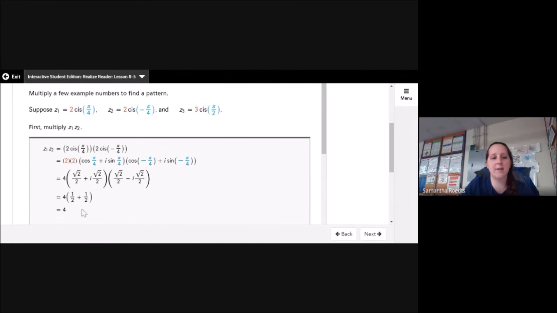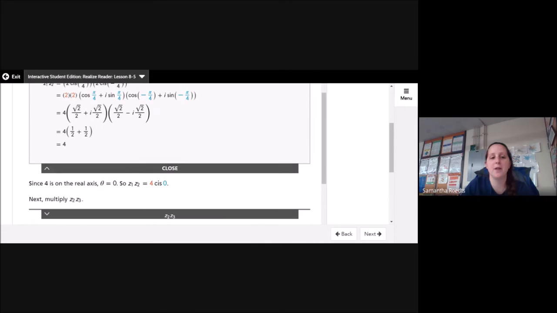Okay, so when I do that, I get 4 times square root of 2 over 2 plus i square root of 2 over 2, times square root of 2 over 2 minus i square root of 2 over 2. 2 times 2, remember, gives me the 4. When I actually FOIL this out, I get 1/2 plus 1/2 because the i's cancel out. Remember, i times i, or i squared, is going to give you a negative 1. Then I have 4 times 1/2 plus 1/2, which is 4 times 1, which gives you 4. Since 4 is on the real axis, theta equals 0, so z sub 1 z sub 2 equals 4 cis 0.